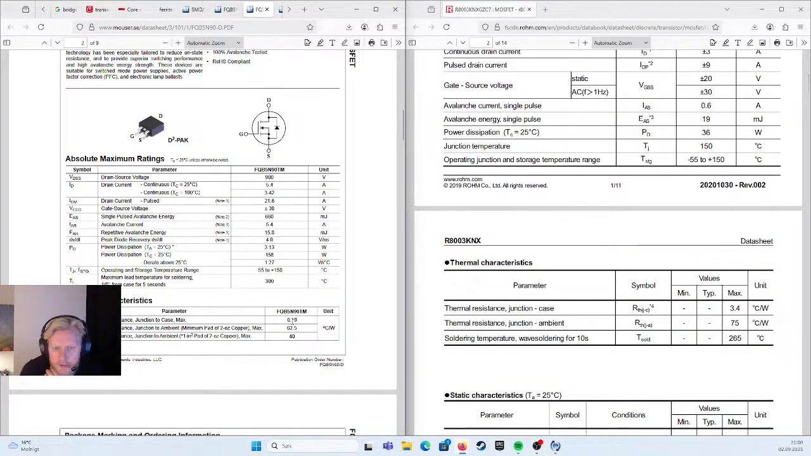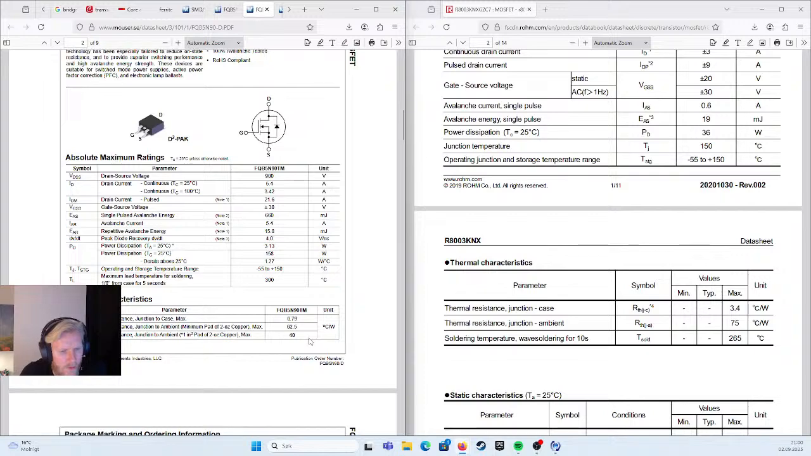Okay, what about here? So it has a lower thermal resistance, so it's dissipating more. Or it's transferring heat better, right, from the junction to the case. 0.79 degrees per watt. And then here, 3.4, and then junction to ambient, 75, 62.5, 40.